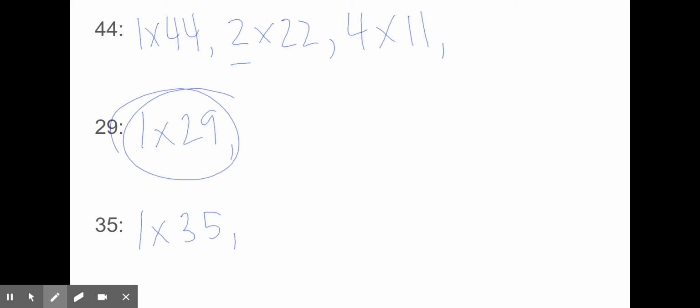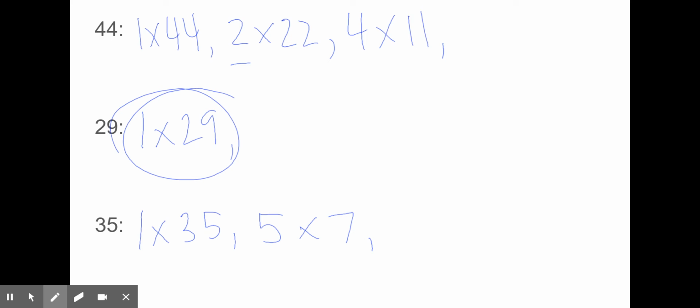Now we check 5, and oh, why, yes, it ends in a 5. I was going to say even number. We're checking 5. 35 ends in 5, and so 5 times 7 equals 35. Very good. Then we check 8, then we check 9, and we come to realize that 35 has 2 factor pairs, 1 times 35 and 5 times 7.